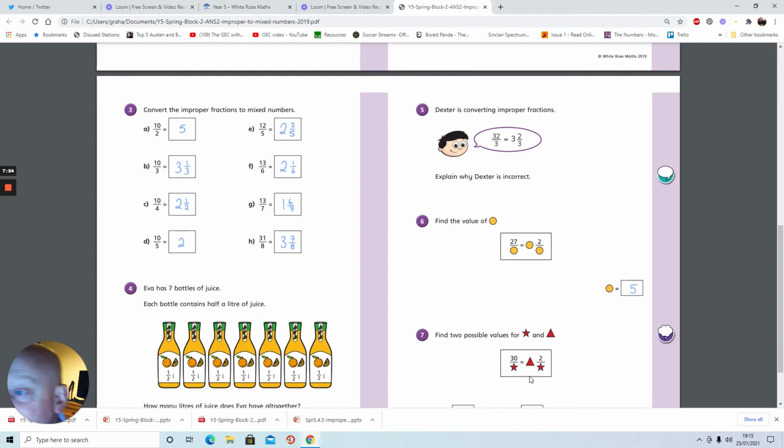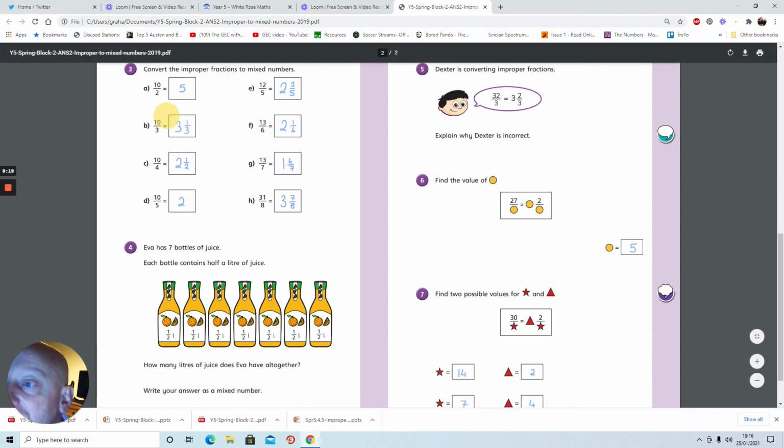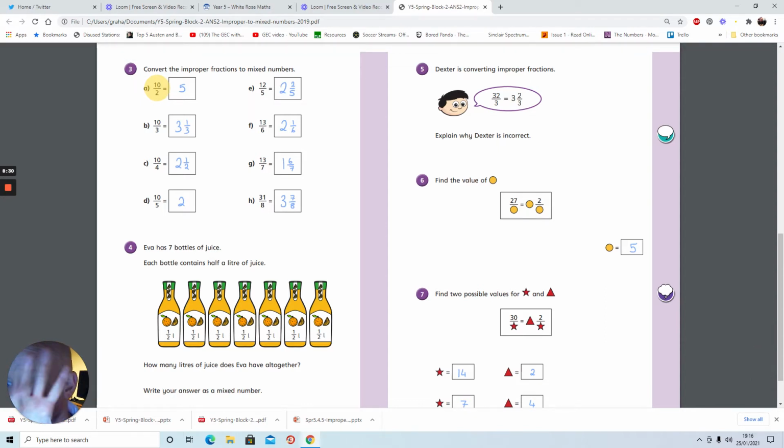Right, let's move on to the other side. This time it says, convert the improper fraction into a mixed number. So we've got the improper fraction here, and we need to convert it into a mixed number. And this time we don't have any shapes to show us. But if you wanted to, you could draw 10 circles, and then you could box them off into 2s, and then you'd know that that was 5. Or you could just use your division skills. So how many 2s are in 10? 2, 4, 6, 8, 10, 5. So the answer to that is 5.